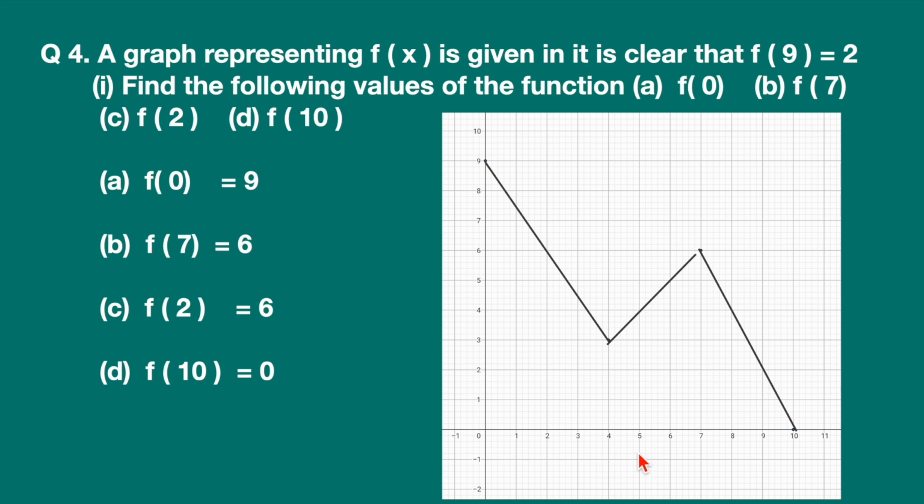f of 7, where is 7 in the x-axis? Here it is. And then it touches the graph at this point. Okay, and if you take down this point, it is 6. f of 2, x is 2. So go up like this, go to the graph, and here this is the point. So here is the y value or the f of 2 value, that is 6. f of 10, so here is 10, and here you can see that the y value is 0. So f of 10 is equal to 0.